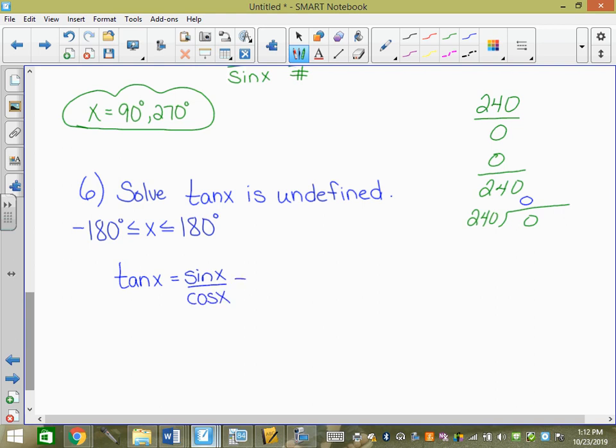Y over x, same thing, because sine is y, cos is x, right? So both work. So in order for it to be undefined, what has to happen? The bottom has to be 0. And the bottom, when it's tan, is cos or it's x. So it's where x or cos are equal to 0, which is at what?